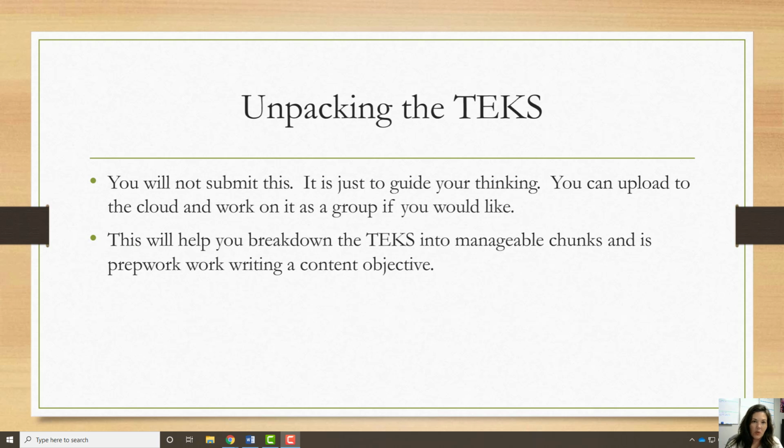Okay, first I'm going to teach you how to unpack the TEKS because they can be kind of cumbersome the first time that you look at them. You are not going to submit this chart. It is just a guide to help your thinking, and you can upload this to the cloud and work on it as a group if you like, but again, it's just to guide your thinking. You don't have to print this off. This will help you break the TEKS into manageable chunks, and it's prep work for helping you write a content objective, which you will be submitting this week for your homework.